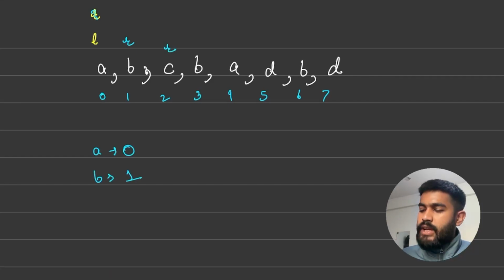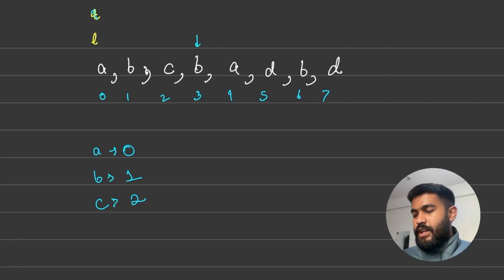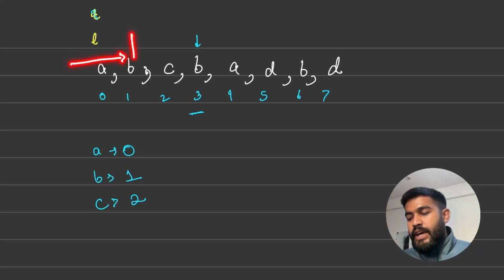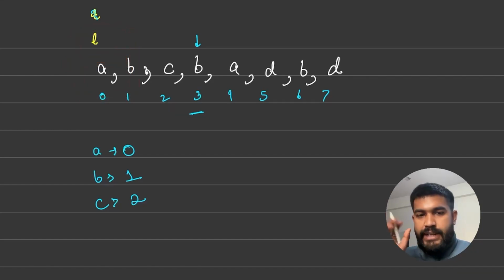Then we would move the R pointer. Then we would say C exists at index 2. Then we would move this pointer and we saw that this exists at 3. So now there is one thing we can do: we can increment the L and start from A and remove this. One way can be done by this.